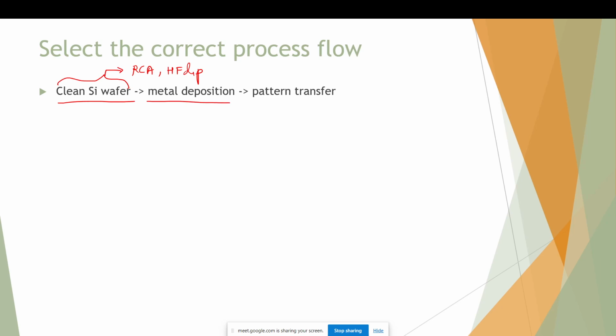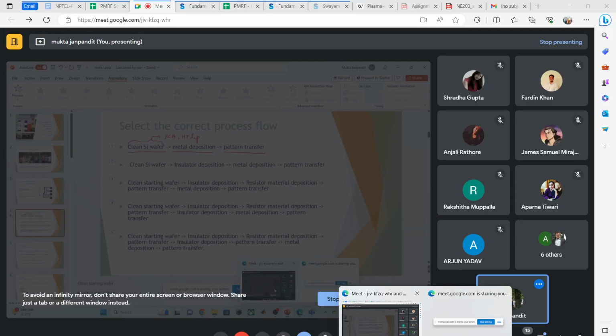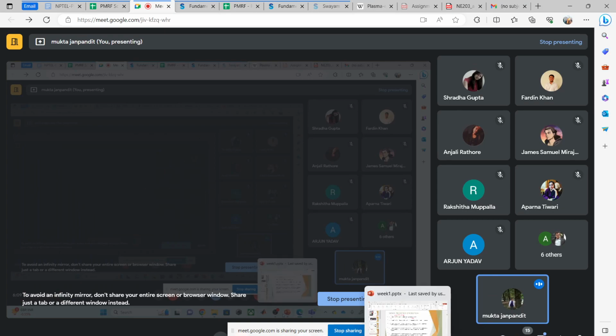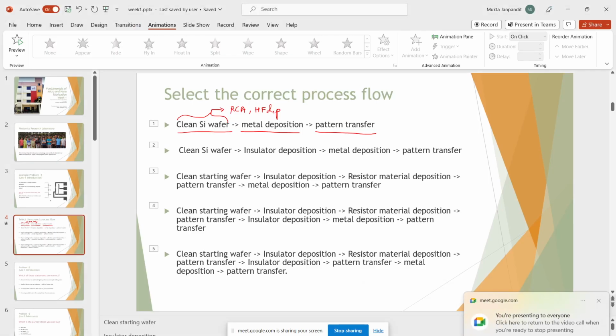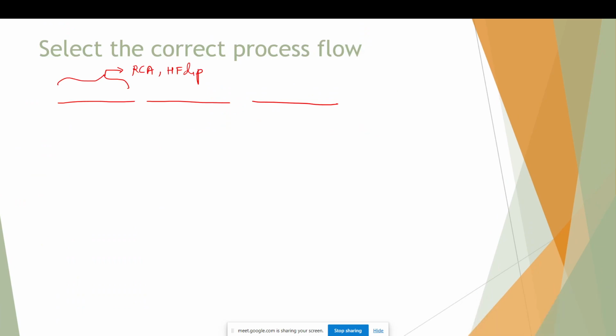if I do this kind of process flow, first I clean a silicon wafer, then I do a metal deposition, and then I do a pattern transfer. Will I be able to? So the first step is cleaning the wafer, second metal deposition, and third pattern transfer.